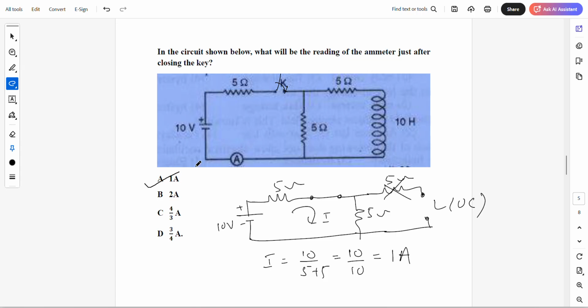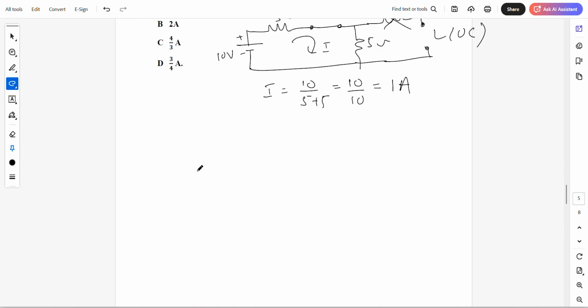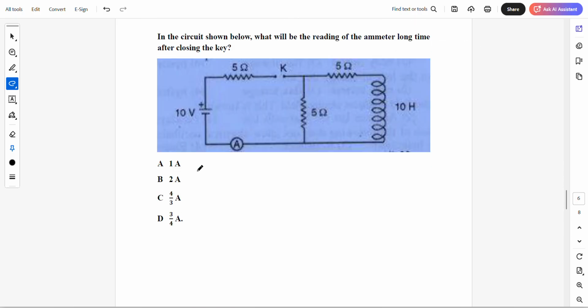That is, 1 ampere is the right answer. Hope you have understood this one. We will see the next problem.